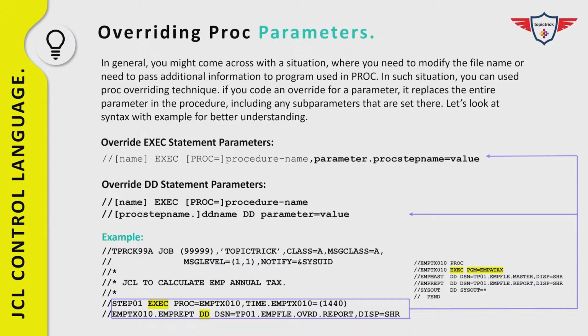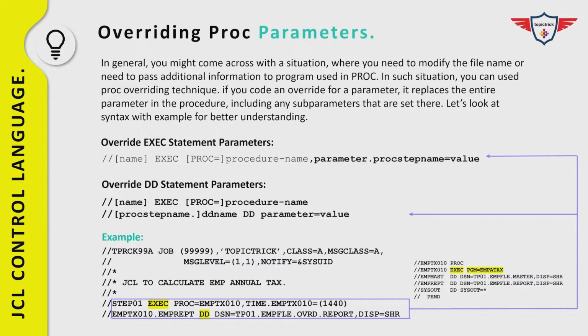EMPTX010. And what I'm doing is I'm just adding a keyword parameter, that is the time parameter, to the proc. And if you see the proc on the right hand side of your screen, you'll notice that there is no time parameter. So this is an additional parameter I'm adding to a step that is EMPTX010. And due to this reason only, I've specified the keyword time dot the step name of that particular proc, that is EMPTX010, and after that I've specified the value.